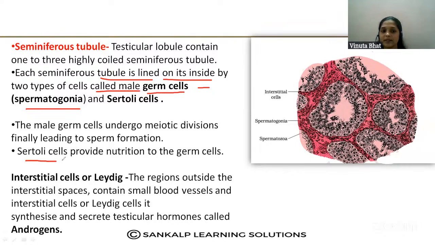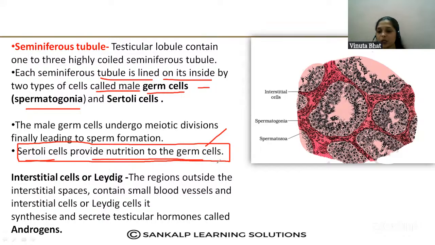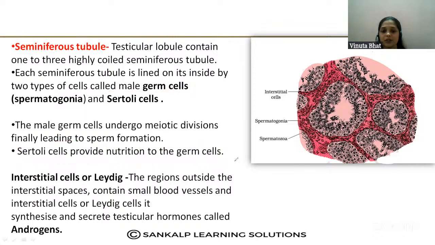Then Sertoli cells. What is the function of the Sertoli cells? That is a common question in your CET or board exam. They provide nutrition to the germ cells. Then one more type of cells is present just outside, in the interstitial spaces, which contain small blood vessels. Interstitial cells or Leydig cells are present here, just outside the seminiferous tubules.